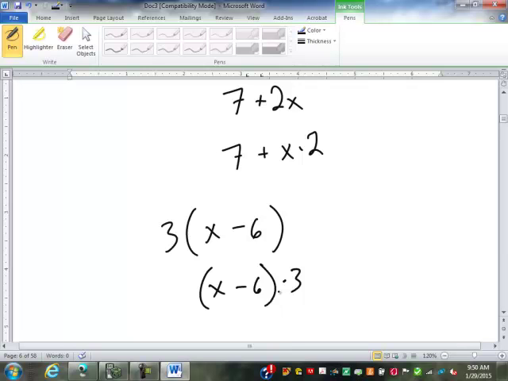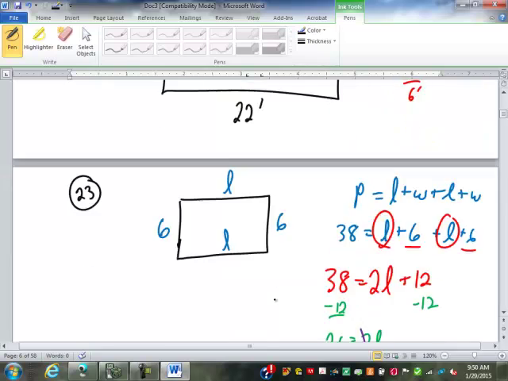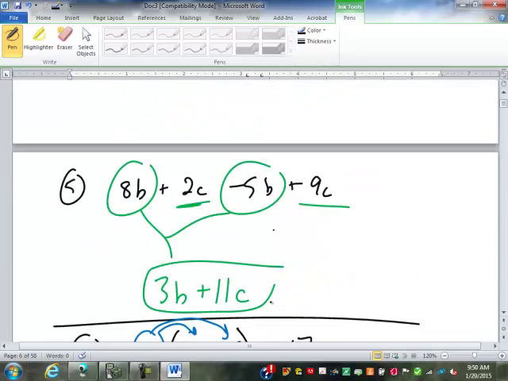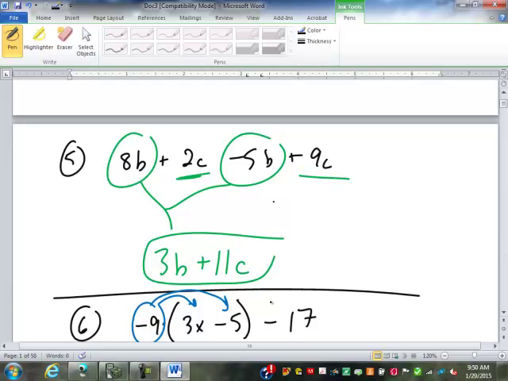If you go back up to 5, which was the 8B plus 2C. I think I forgot to get down a lot. Subtraction and negative signs, I think they're the same thing. You can think of that as 8 minus 5 or 8 plus a negative 5. You can think of it either way.